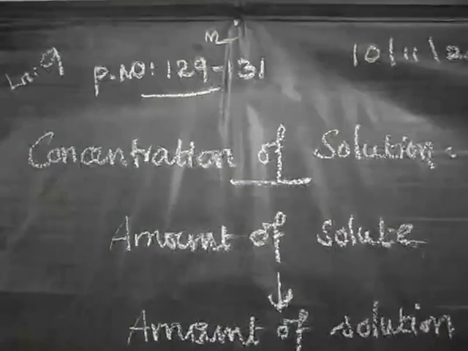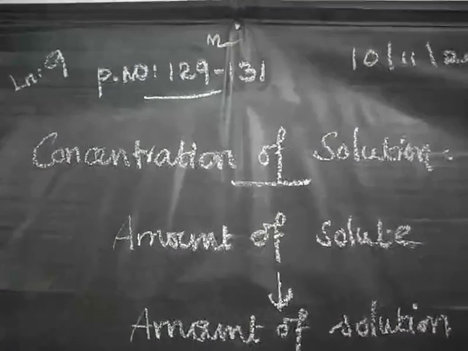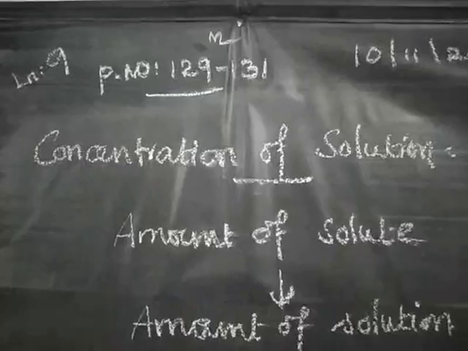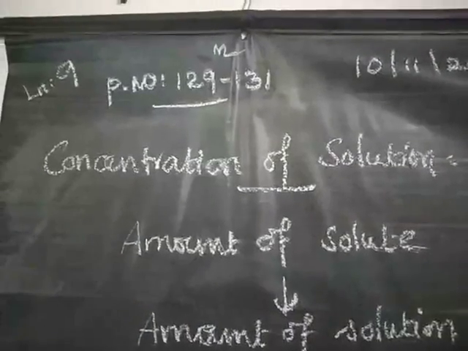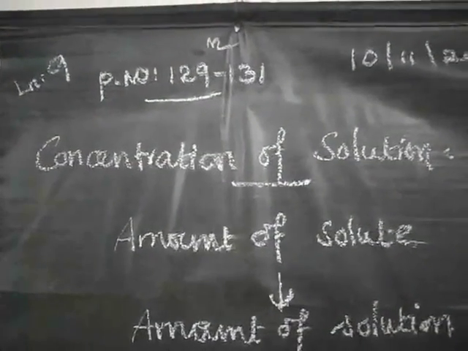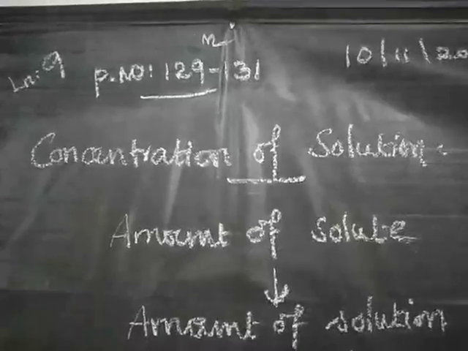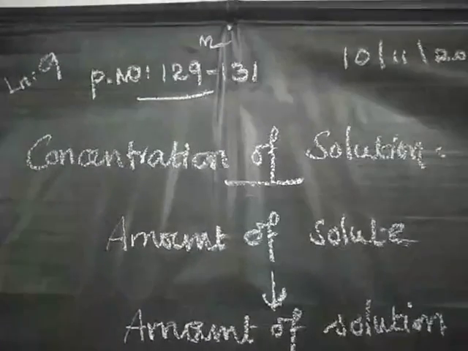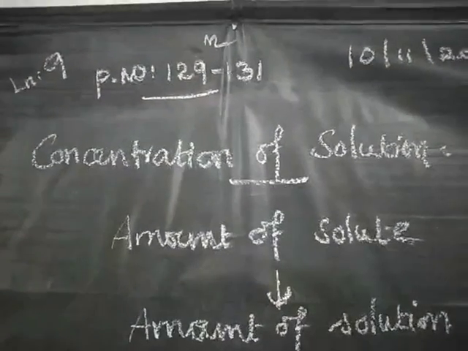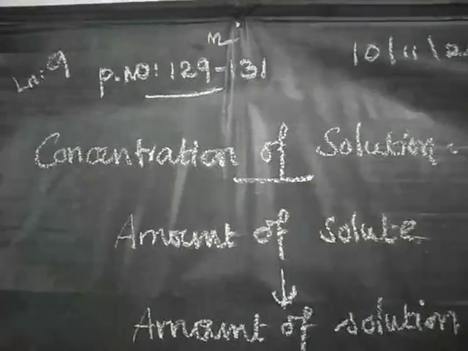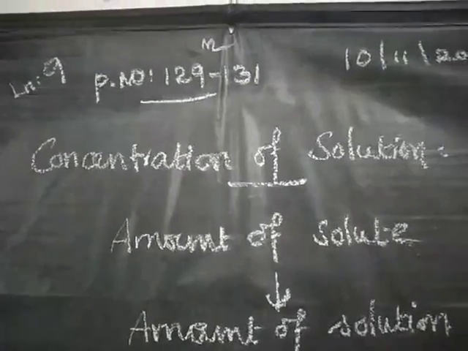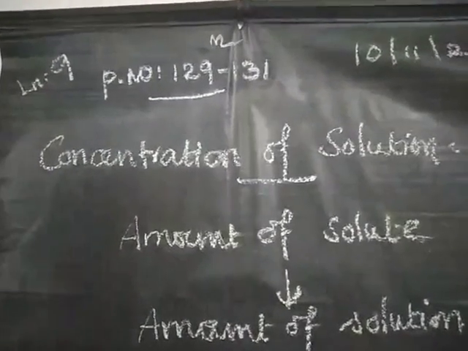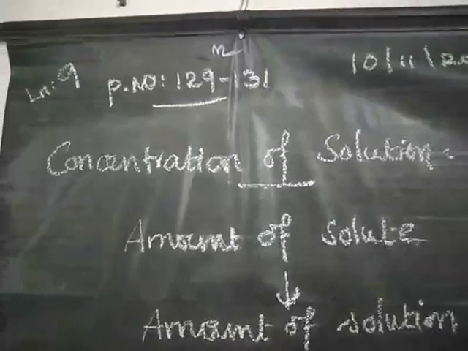Good morning, children. In the last class we discussed the factors affecting solubility. There are three factors affecting the solubility. One is the nature of the solute and solvent. Second, the effect of temperature. Third, the effect of pressure. So these are the three factors affecting the solubility.